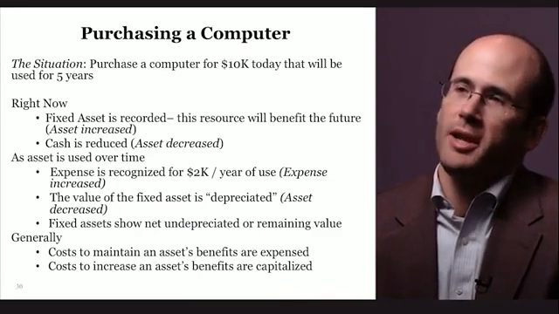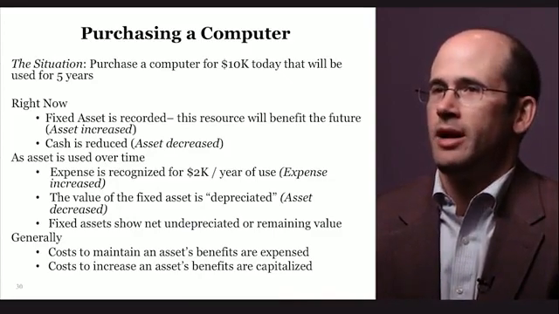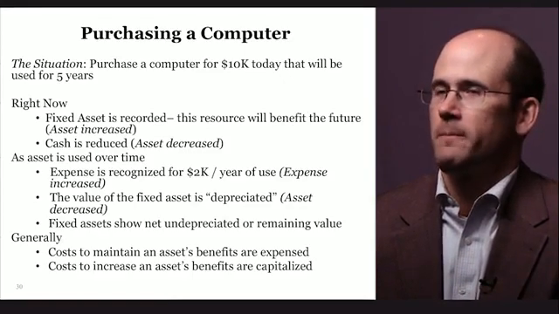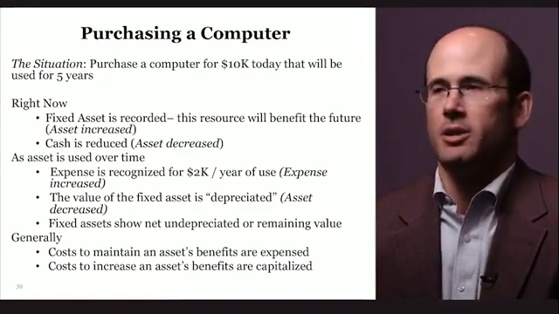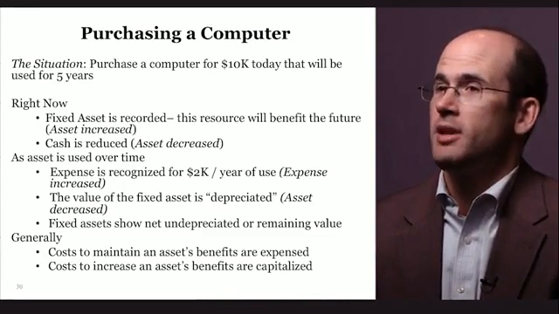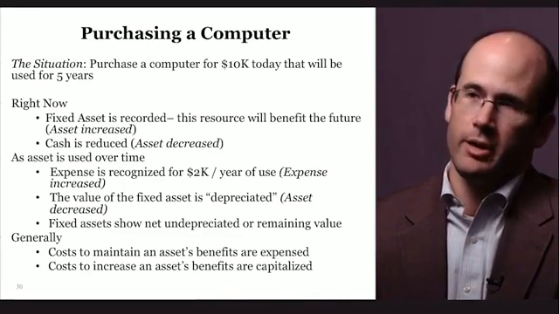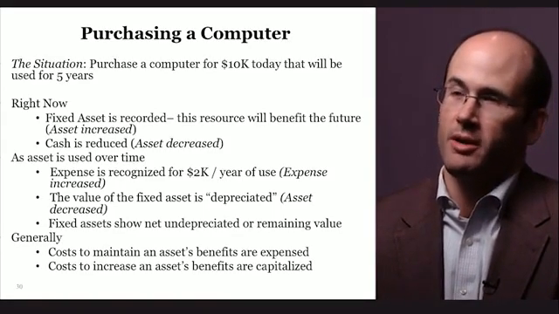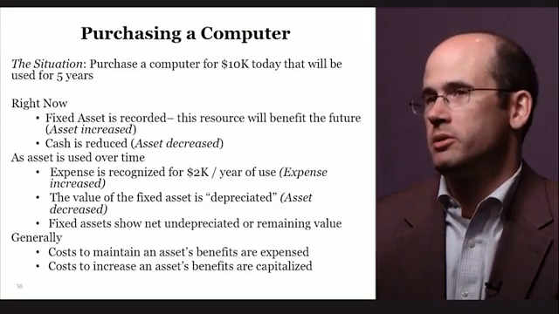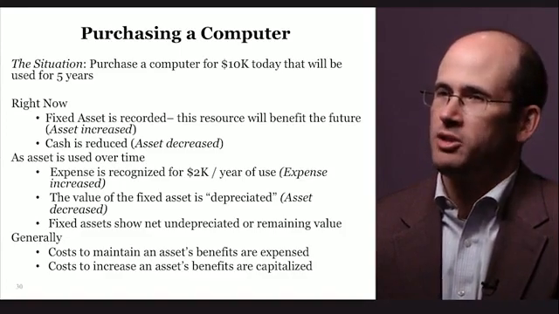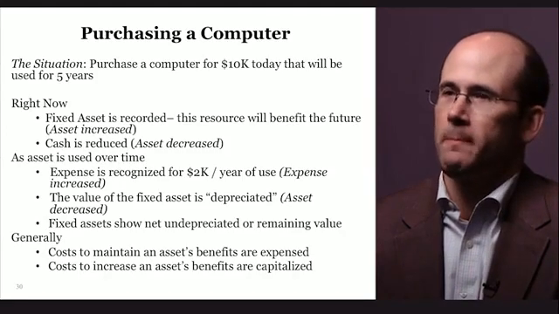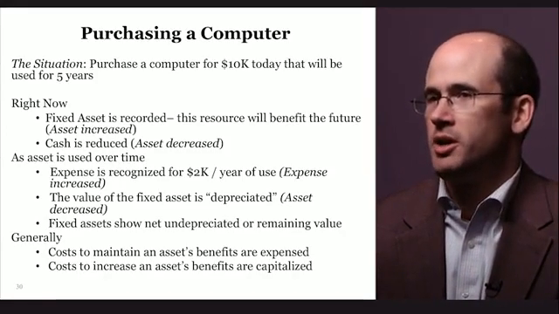So if you purchase a computer today for $10,000 and you're going to use it for 5 years, you'll record that initial asset and increase fixed assets for $10,000. Cash will be reduced because that's the cash that went out the door to purchase that computer. Over time, over 5 years, as you use that asset, you'll decrease the value of the asset and you'll recognize depreciation expense, in this case $2,000 per year, to reflect the depreciation or the use of the asset. And therefore, on your balance sheet, the net book value of your fixed assets will reflect the original cost of $10,000 less any accumulated depreciation that you've recorded.